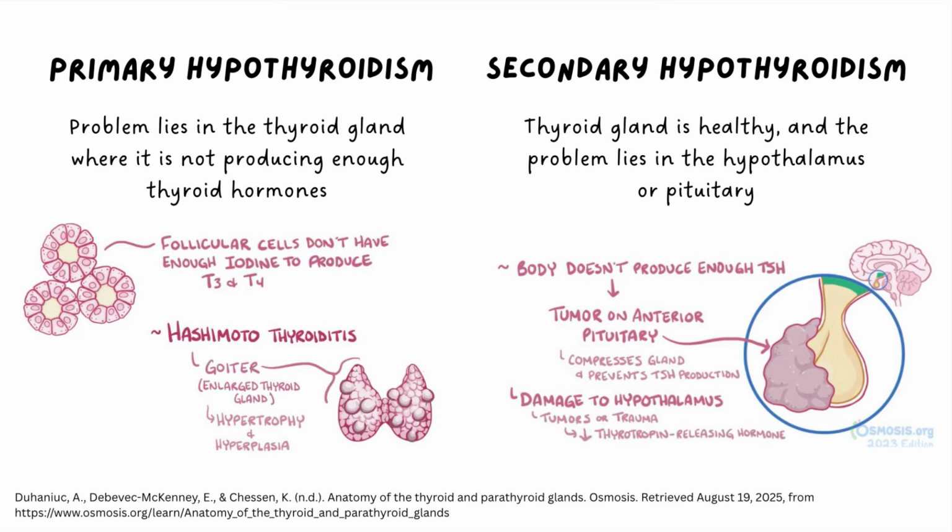Another major cause is autoimmune disease, such as Hashimoto's disease. This is where the immune system attacks the body's thyroid gland, and this damage leads to cellular hypertrophy and hyperplasia, which is both an increase in size and number of follicular cells as they try to compensate.